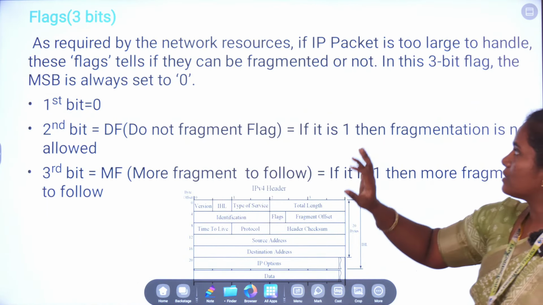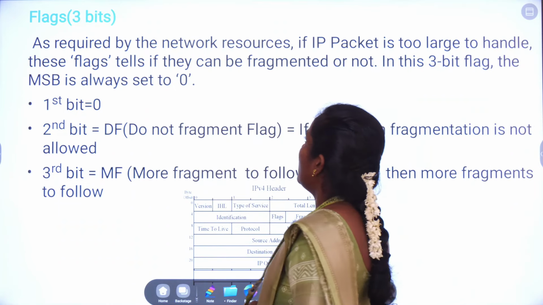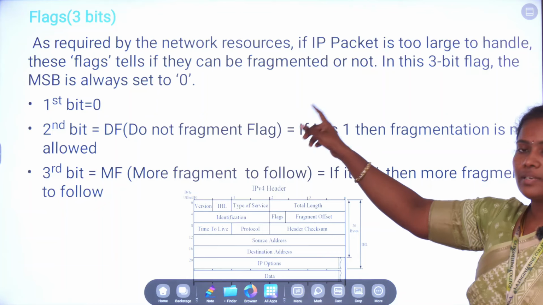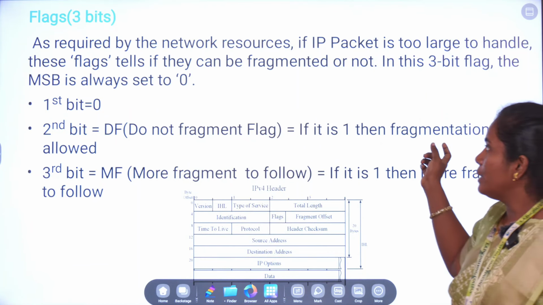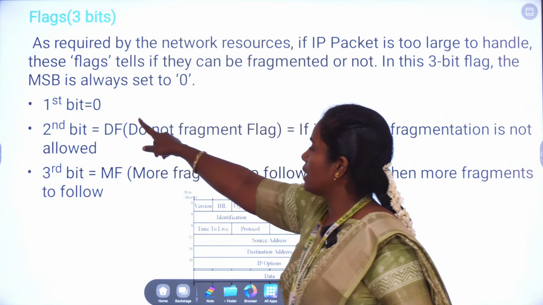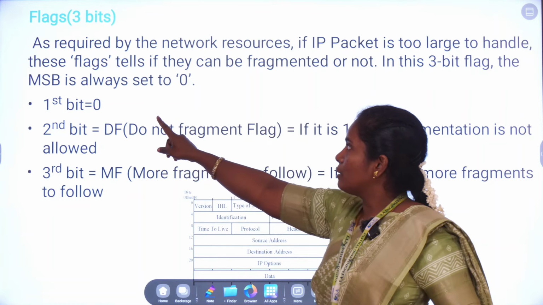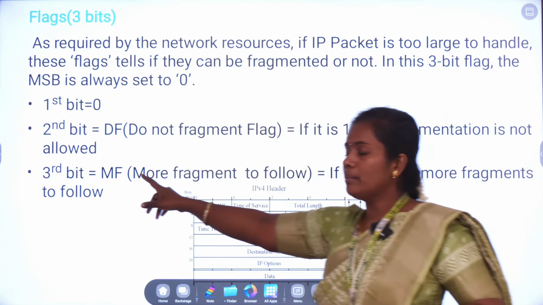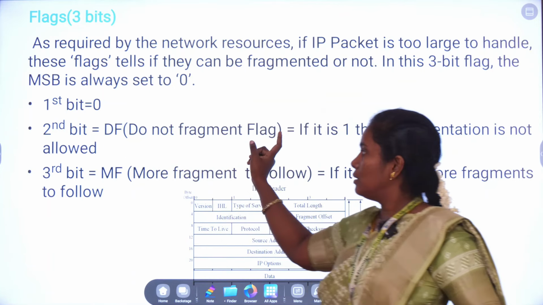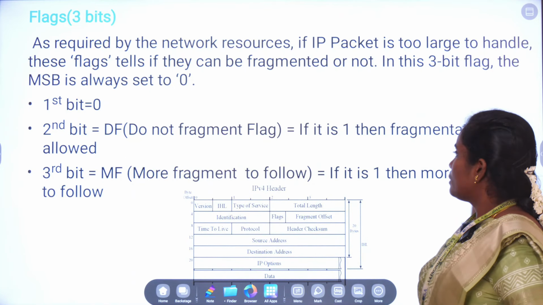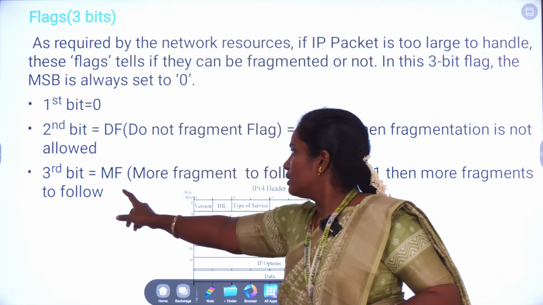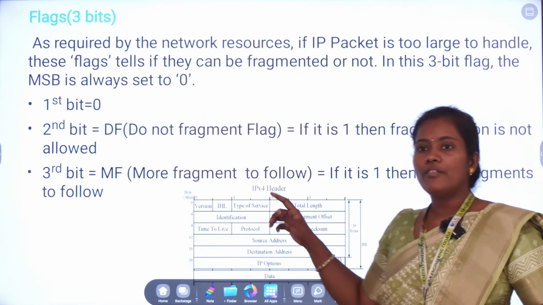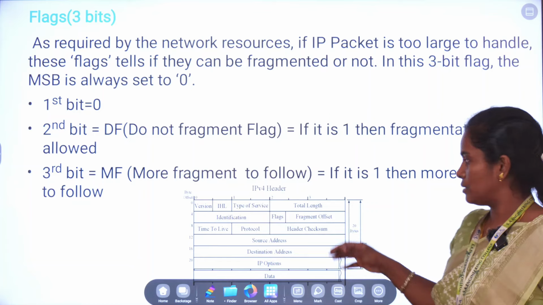Next thing we will see is flags. Flags contain 3 bits. If a packet is too large, the flags tell whether it can be fragmented or not. In these 3 bits, the first bit, the most significant bit, is always 0. It is reserved. Then the second bit is DF, do not fragment. If it is 1, then fragmentation is not allowed. Then the third bit is MF, more fragments to follow. If it is 1, then more fragments follow. If it is 0, then fragmentation is completed.